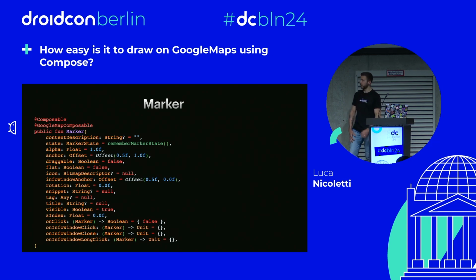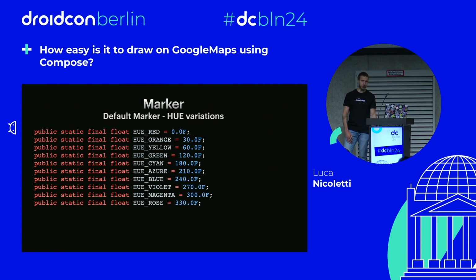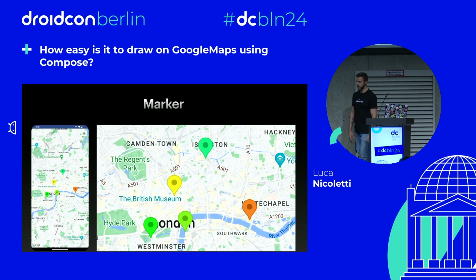This is the composable Google Map composable marker function. If you want to place a marker on the map, what you need to do is provide a state. The marker state contains a position, which is a latitude, longitude position, that allows you to specify where the marker will be placed. If you want to customize the icon, but using the default one and only changing the color, you can do so by using the bitmap descriptor factory.default marker and providing a hue. We have a few hues at our disposal that we can use, and those are just a few of them.